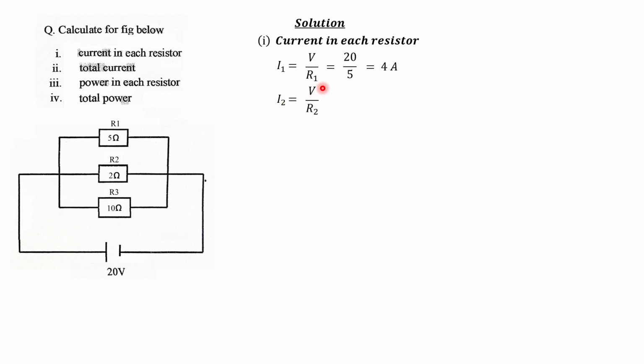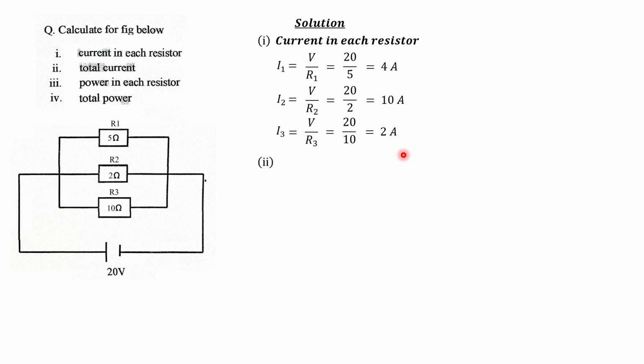I2 is equal to V over R2, and that is equal to 20 over 2, which is going to give us 10 amps. So I2, the current flowing through resistor R2, is equal to 10 amps. Then I3, the current flowing through resistor R3, is also equal to V over R3, which is 20 over 10, or 20 divided by 10, and that is going to give us 2 amps. So I3, the current flowing through resistor R3, is 2 amps. I hope you understand.